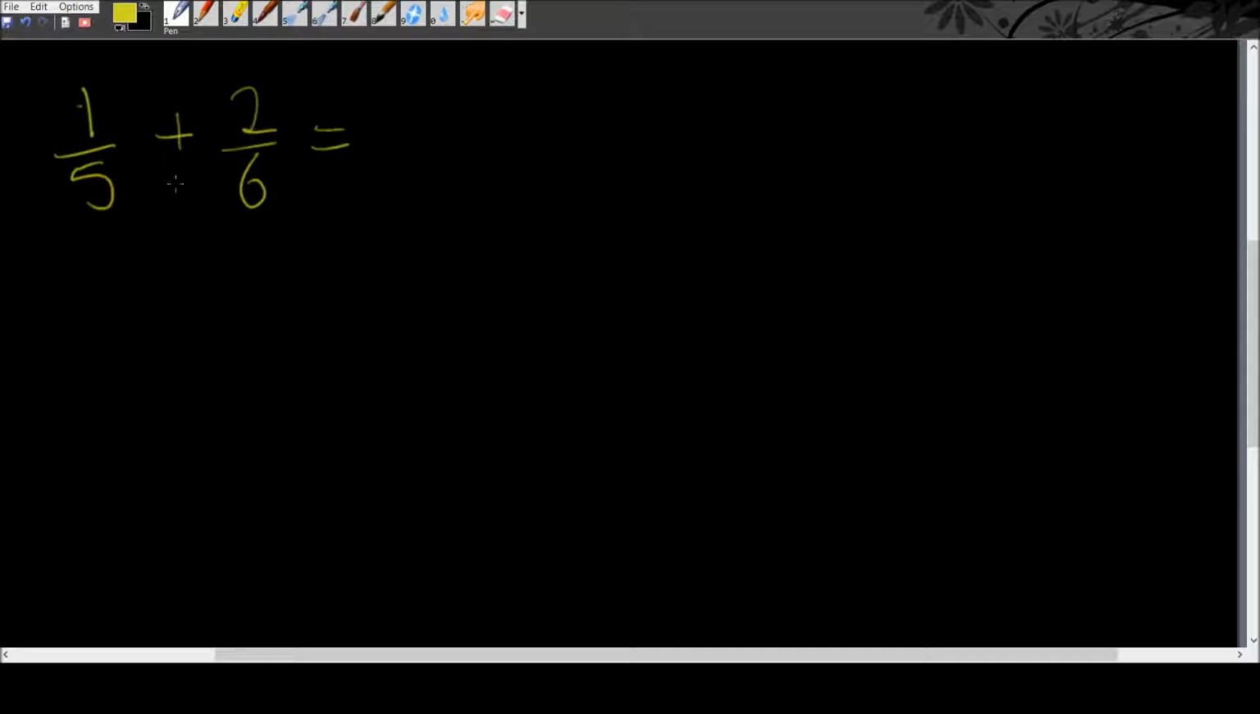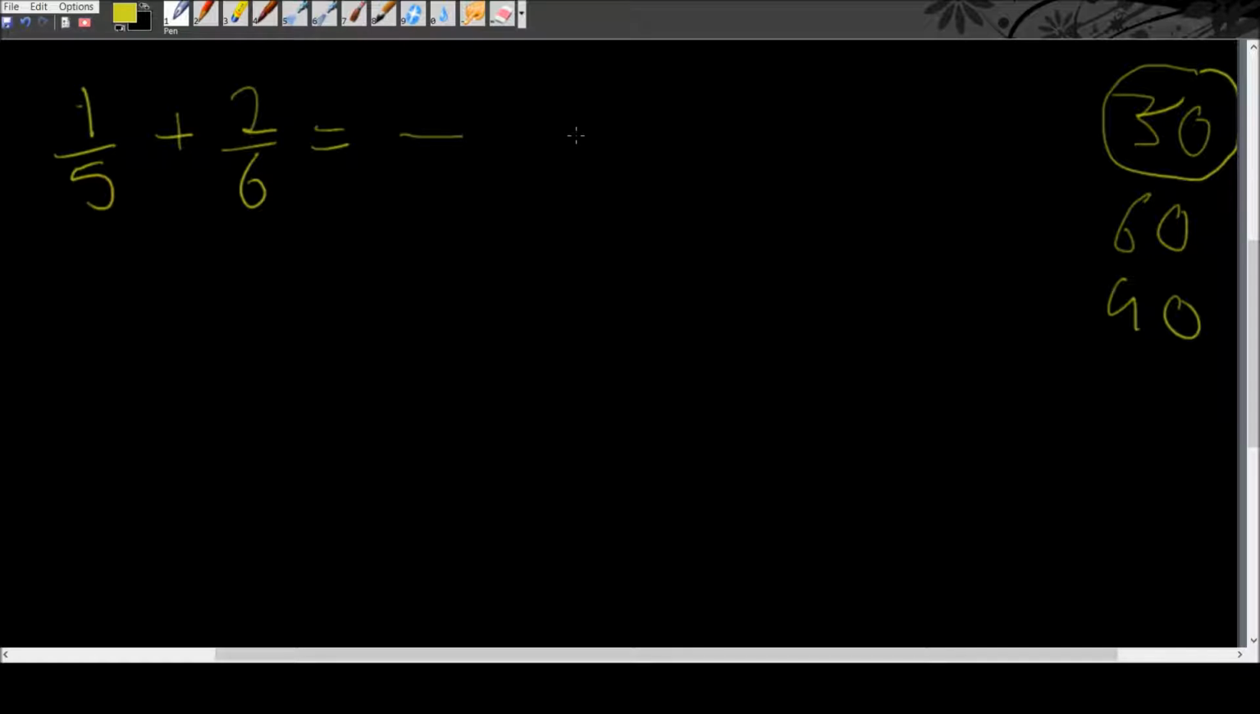Now we need to do something to both the 5 and the 6. We need to get them the same, okay? So first thing we can think of is what number does 5 and 6 both go into? So we can make a list of numbers that both 5 and 6 go into. The smallest number that they go into is, I believe, 30. Both numbers also go into 60 and into 90 and so forth. But anyway, we're going to look at the smallest one, okay? So the smallest number that both 5 and 6 go into is 30, okay?